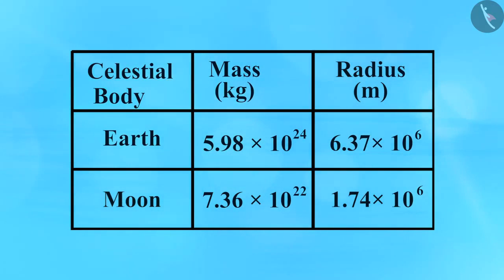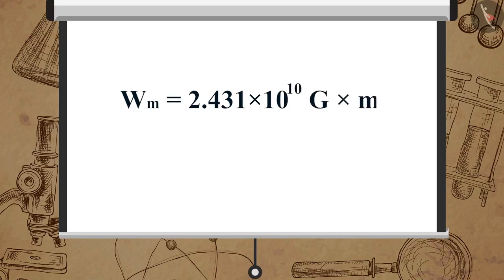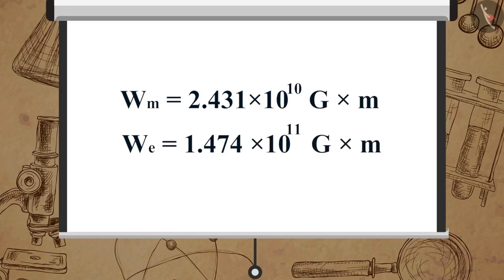Have a look at this table, which gives us some information about the Earth and the Moon. Now, by substituting the values from the table in the previous equations, we get Wm is equal to 2.431 multiplied by 10 raised to 10 G multiplied by m. We is equal to 1.474 multiplied by 10 raised to 11 G multiplied by m.